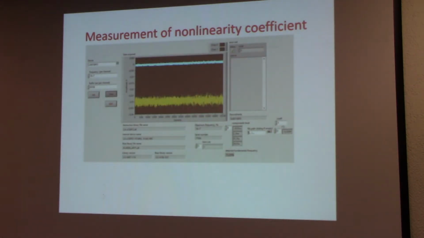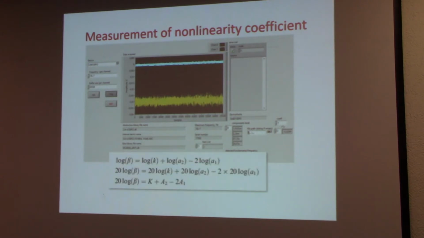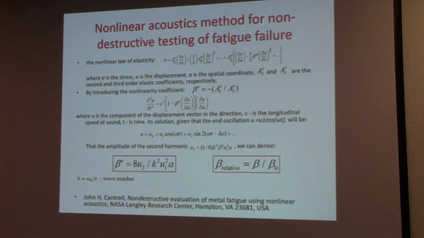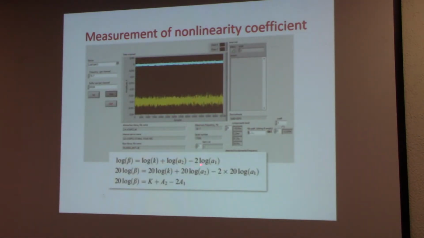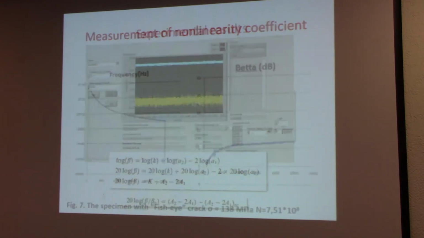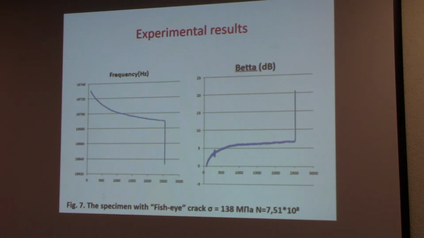And how to measure? We get the signal, apply a fast Fourier transform to that signal, and we get the amplitude of the first harmonic and second harmonic. By taking the logarithm of that equation, we can get that nonlinear parameter obtained by only the amplitudes of the first and second harmonic. Like that. And what do we get?